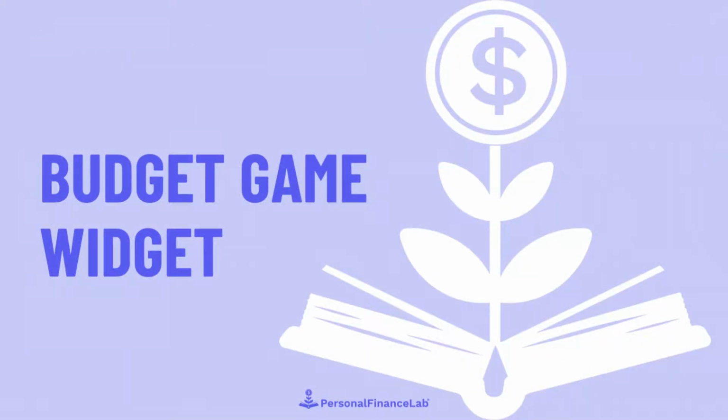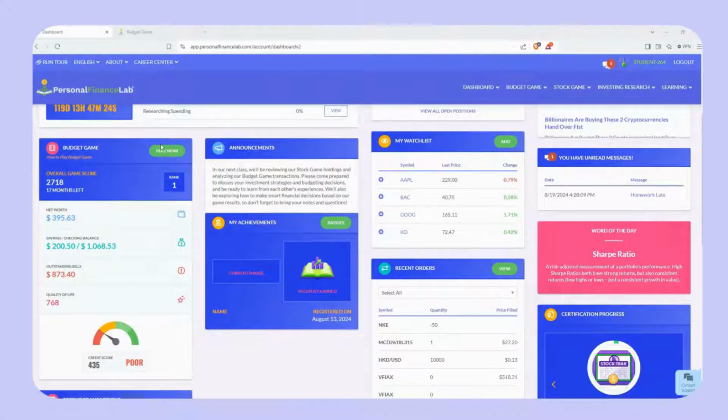When you're ready to start playing the budget game, go ahead and click the Play button. Your progress saves as you go, so the game stats displayed on the budget game widget will continue to update until you complete all the virtual months.